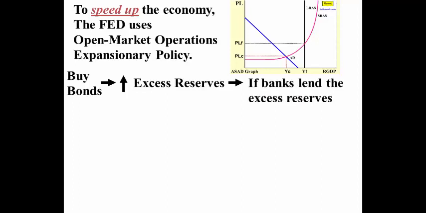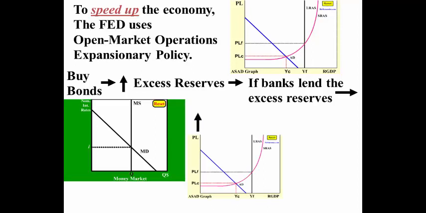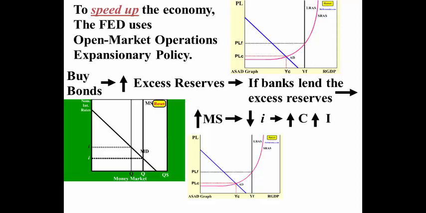If banks lend those excess reserves, then this increases the money supply. As the money supply increases, this is a shift to the right. As there's more money out there, the money supply increases, driving the nominal interest rate down. Nominal and real interest rates tend to follow each other, and as the nominal interest rate goes down, then consumption goes up and investment goes up, and those are large components of aggregate demand.